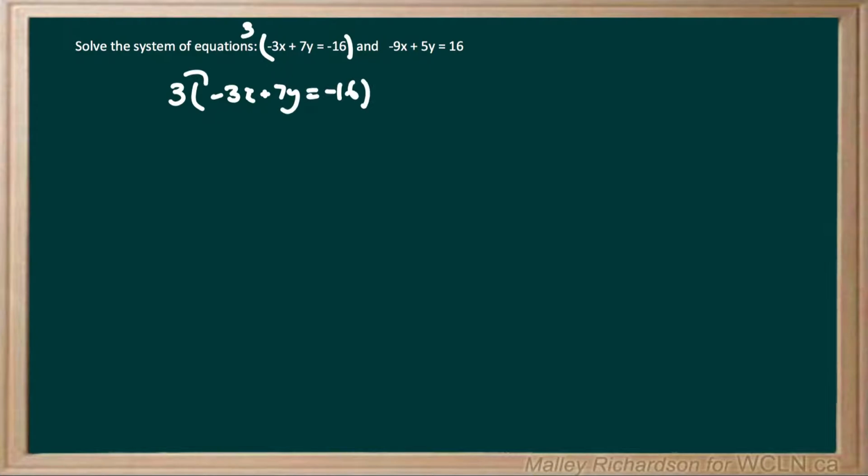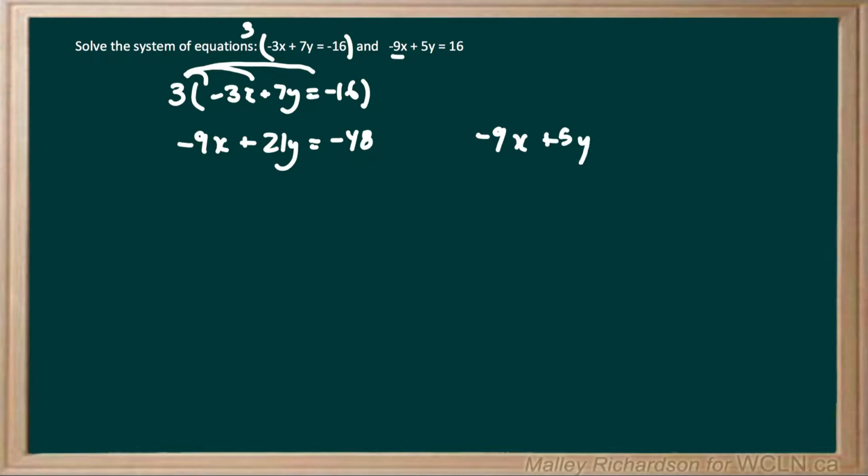And using our distribution method, we'll multiply this 3 by everything inside the brackets. 3 times negative 3x is negative 9x, which is the same coefficient as our second equation. 3 times 7 is 21y, and then 3 times negative 16 is negative 48. So now we have our new first equation, but then we keep the original second equation, and then we subtract these two. So we're left with negative 9x plus 21y equals negative 48 minus negative 9x plus 5y equals 16.